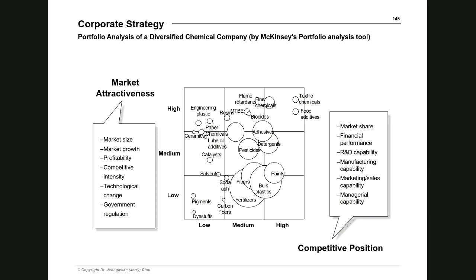Diversified like this. There is a cash cow, like bulk plastic, paint, fertilizer, or fibers. That's their main core cash cow. However, they are investing their money into textile chemicals and food additives, because that is more profitable, but relatively small volume. That's a star. That's becoming a star.